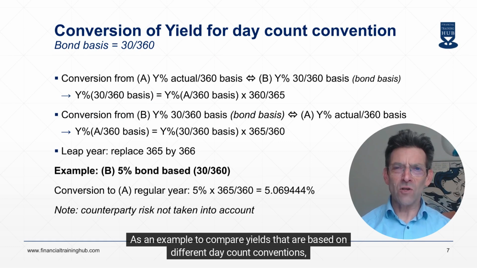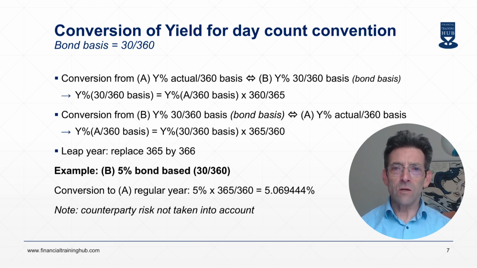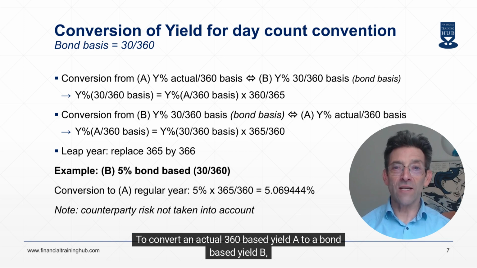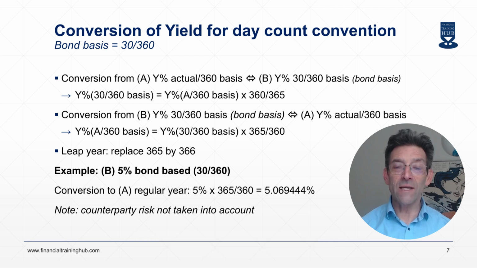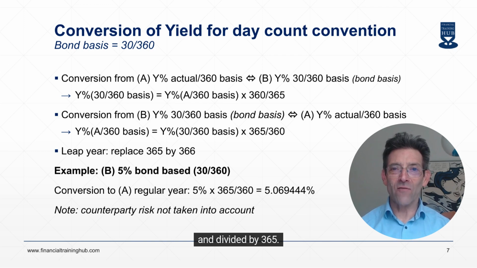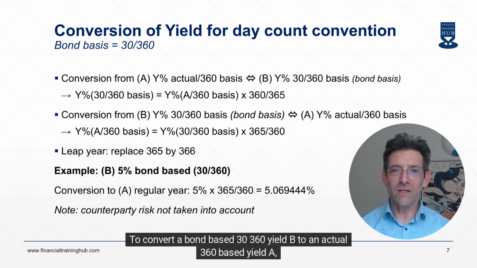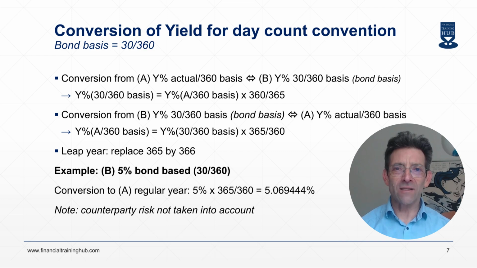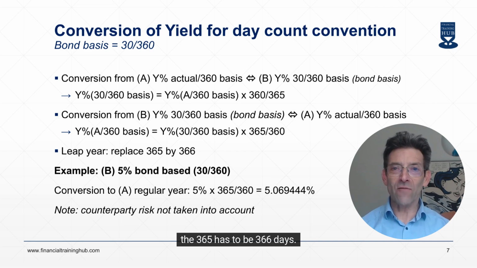As an example to compare yields that are based on different day count conventions, the following formulas can be used. To convert an actual/360-based yield A to a bond-based yield B, the yield for A has to be multiplied with 360 and divided by 365. To convert a bond-based 30/360 yield B to an actual/360-based yield A, the yield for B has to be multiplied with 365 and divided by 360. If it concerns a leap year, the 365 has to be 366 days.